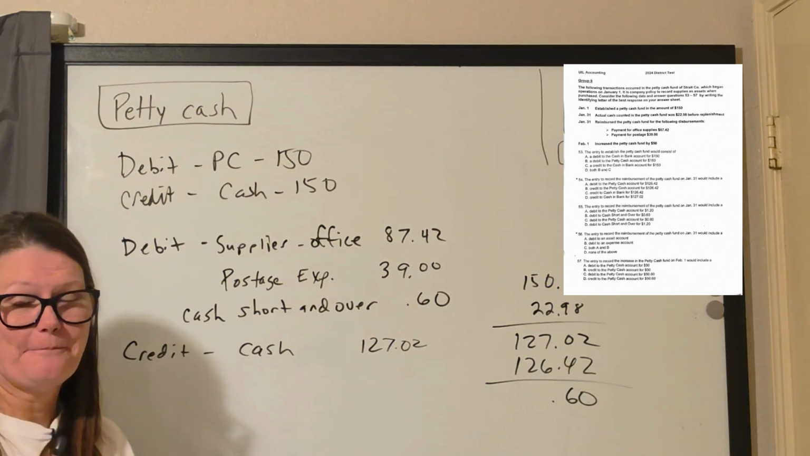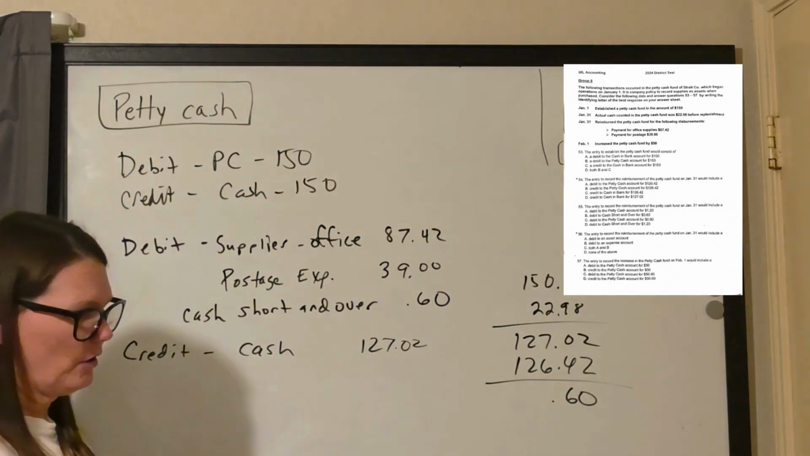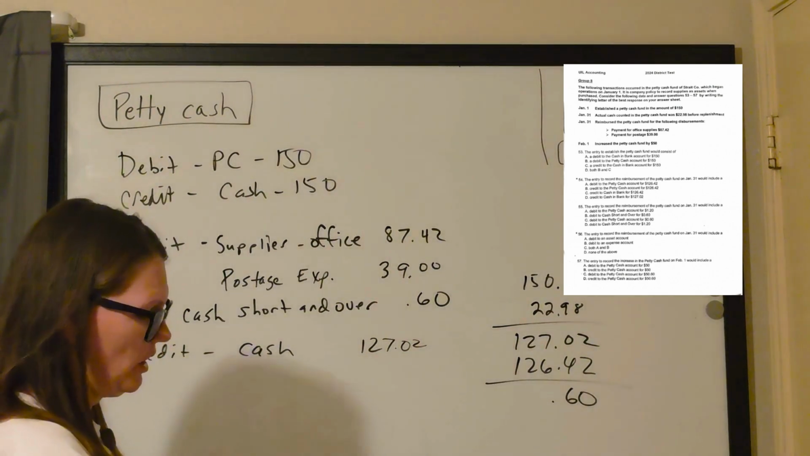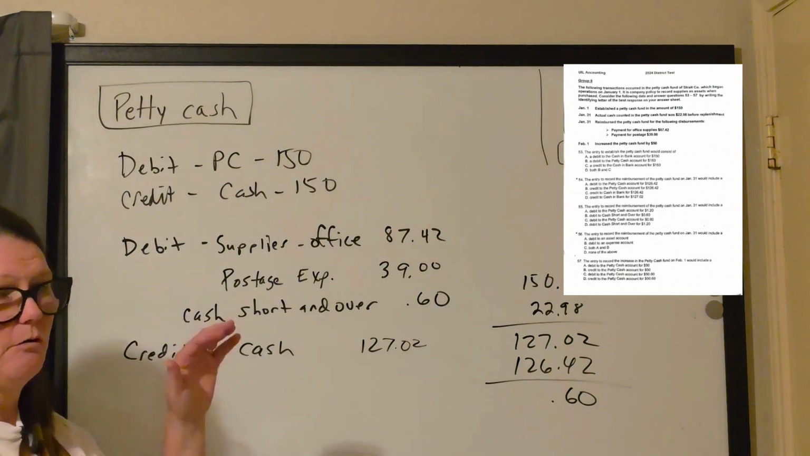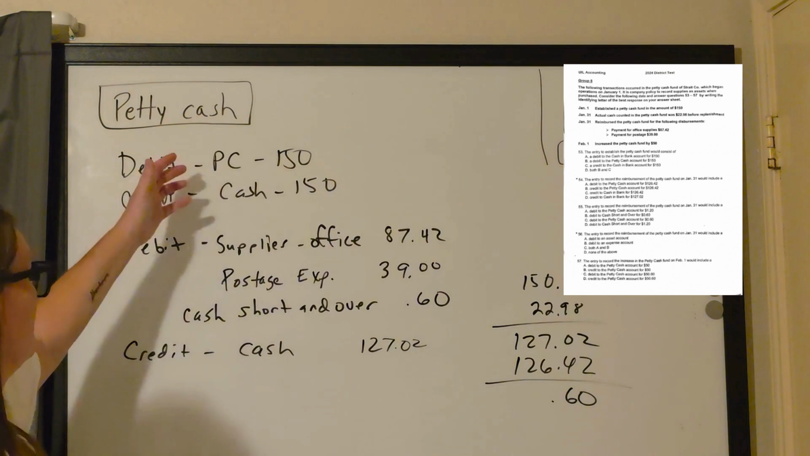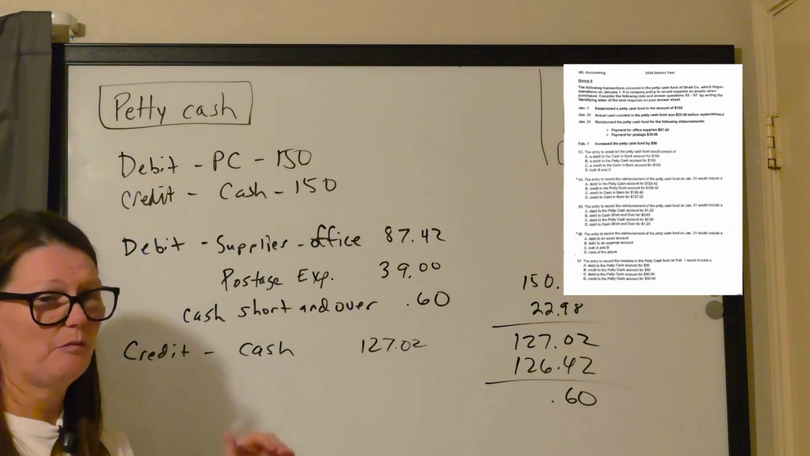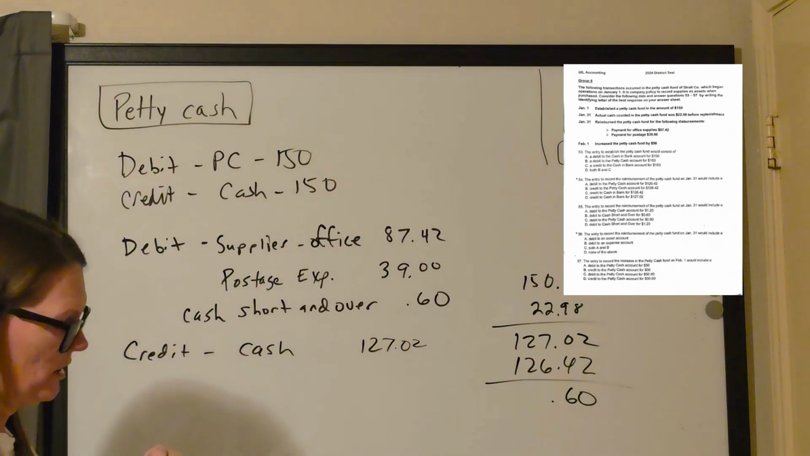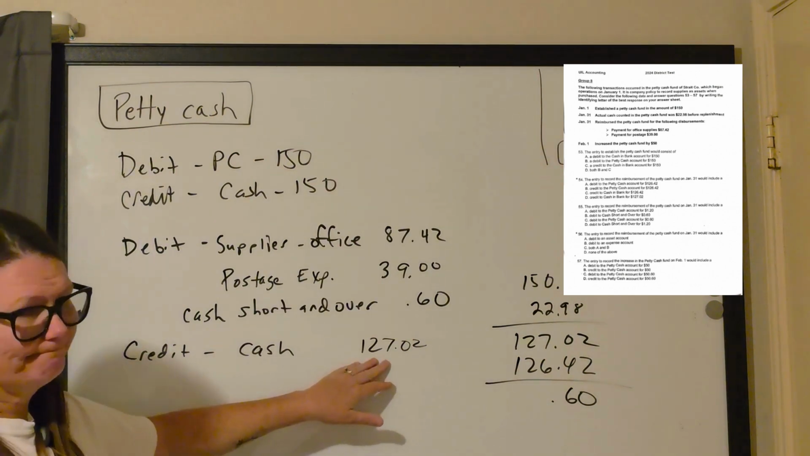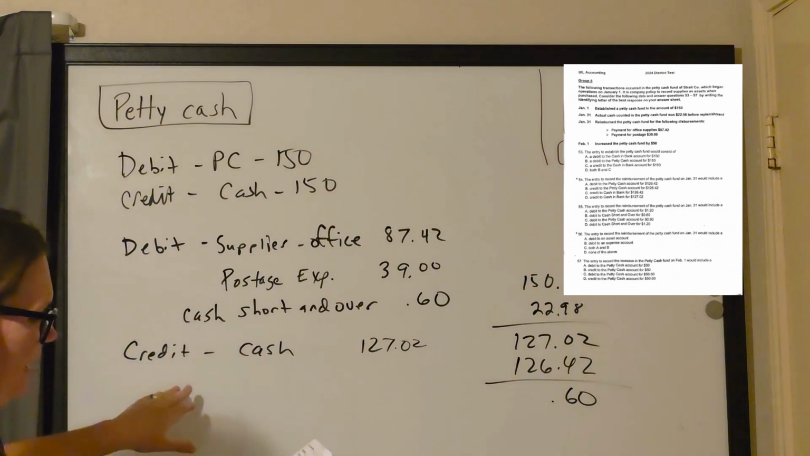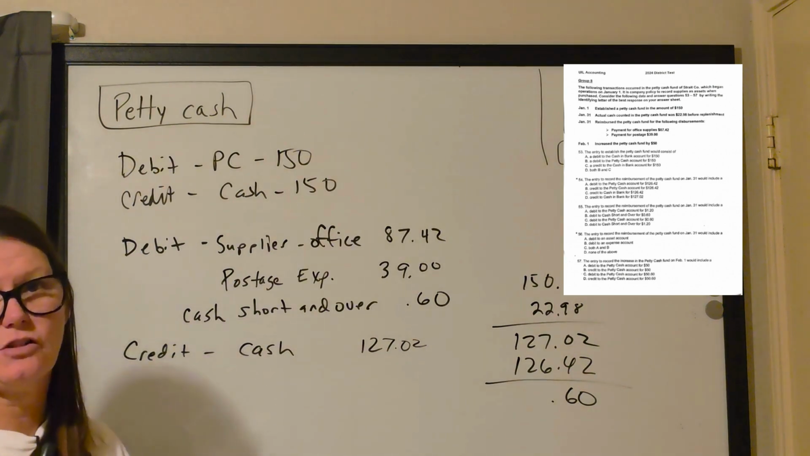So let's look at the question. And by the way, this is a bonus question. It says the entry to record the reimbursement of the petty cash fund on January 31st would include a debit to petty cash. A, no. We never use petty cash when we're replenishing. Next one, a credit to petty cash? No. Again, we never use petty cash when we're replenishing. A credit to cash in the bank for $126.42? No. Look at D. A credit to cash in the bank for $127.02. So this would be our correct answer, D.